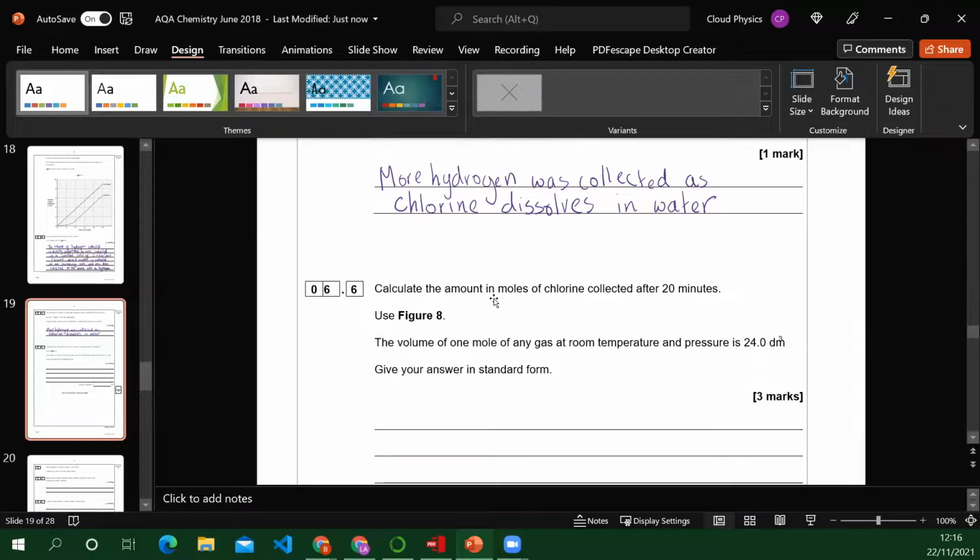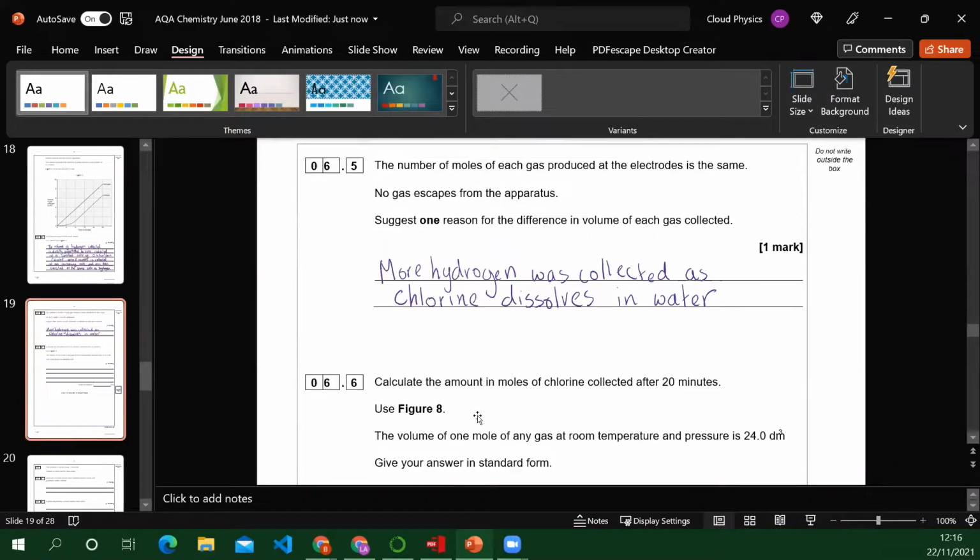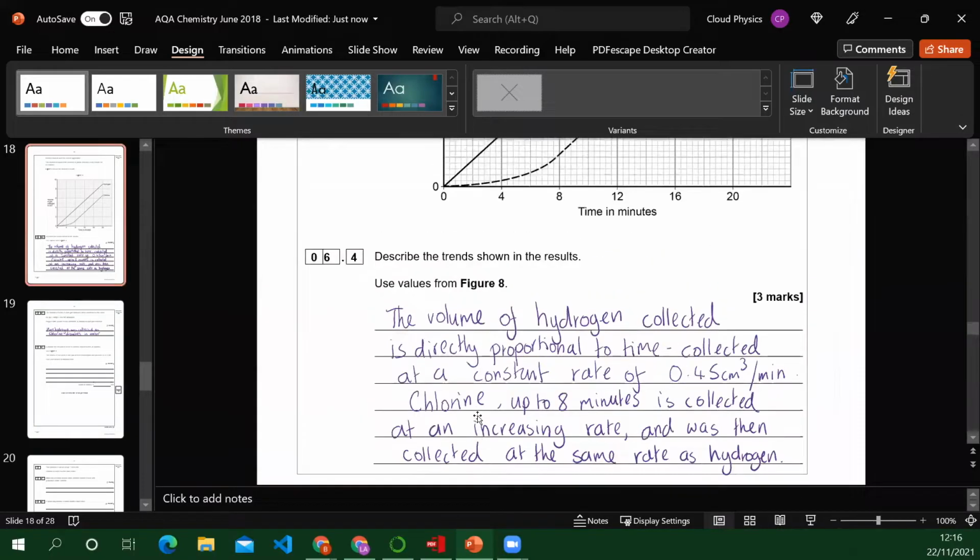So it says calculate the amount in moles of chlorine collected after 20 minutes. Use figure 8, so you can look at the graph. The volume of 1 mole of any gas at room temperature and pressure is 24 decimeters cubed. Give your answer in standard form.